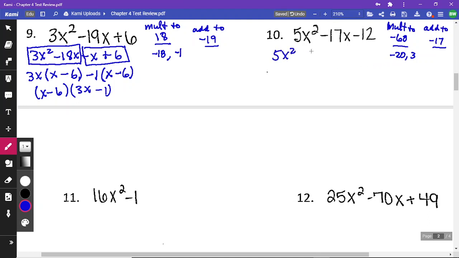It shouldn't matter which order you do it in. You could put 5x squared plus 3x, then minus 20x, or it doesn't matter. I usually just do them in the same order that I have them written here. Okay, so that's going to be negative 20x and plus 3x minus 12. So now we have our groups. We can draw our wonderful little boxes.